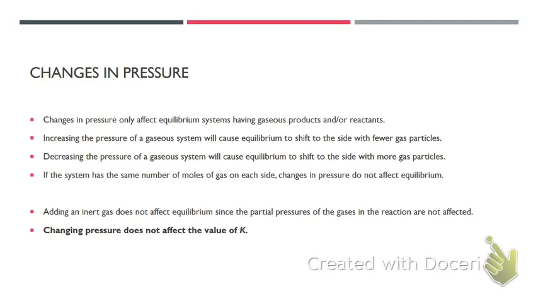What about changes in pressure? Okay, again, the easy version is if I increase the pressure, it's going to shift to the side with fewer moles of gas. If I decrease the pressure, it's going to shift to the side with more moles of gas. If I have the same moles of gas on each side, it's no shift. All right? Adding an inert gas, what's another name for inert gases? Noble gases has no effect because the partial pressure is not affected. Changes in pressure also do not affect the value of K.